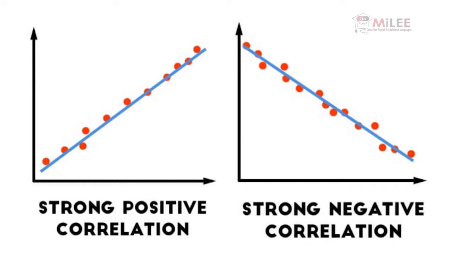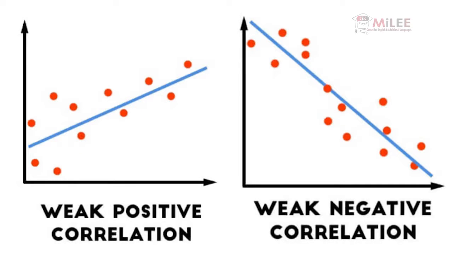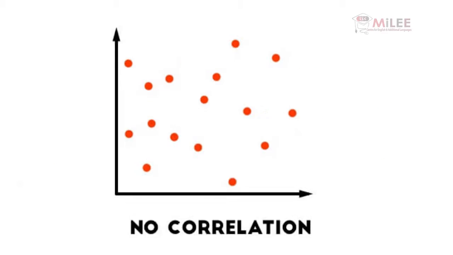As we mentioned, correlations can also be strong or weak. In a strong correlation, all the data points will be very close to one increasing or decreasing line. In a weak correlation, the data points might be scattered around a bit, but still follow a general upwards or downwards trend. If you have a graph like this with data points scattered all over the place and no clear trend, these two variables are not correlated.